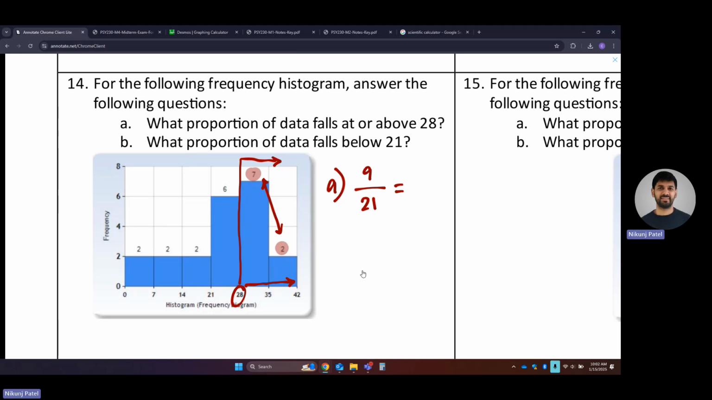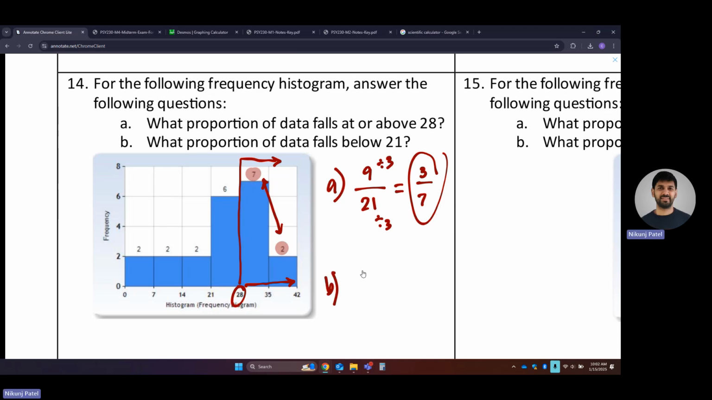And on the midterm, you may not see that as an answer choice, because if you can simplify the fraction, you should. So notice how both of these can be divided by 3 to get the 3 over 7. So you would probably see 3 over 7 as your answer choice there.